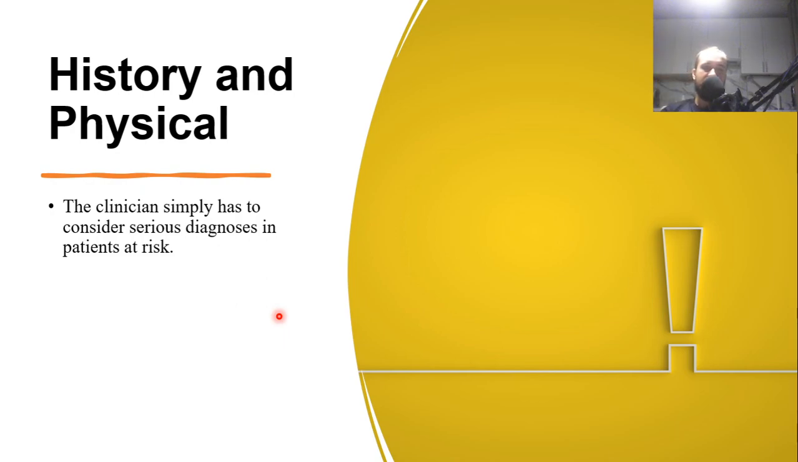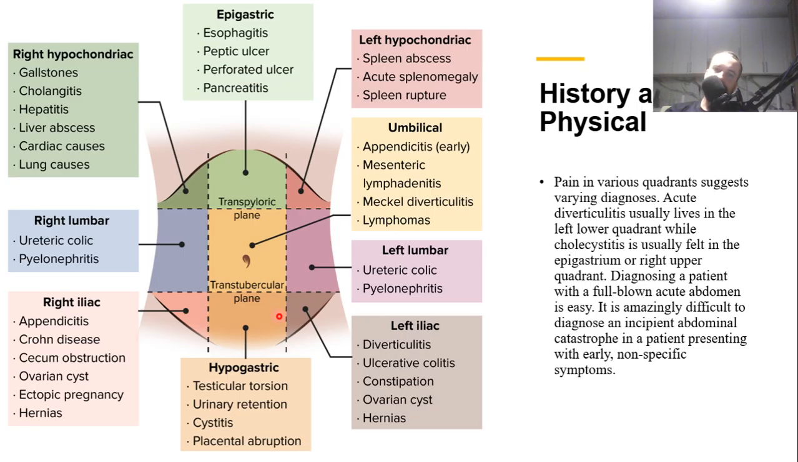The clinician simply has to consider serious diagnosis in patients at risk. Pain in various quadrants suggests varying diagnosis. Acute diverticulitis usually lies in the left lower quadrant, while cholecystitis is usually felt in the epigastrium or right upper quadrant. Diagnosing a patient with a full-blown acute abdomen is easy. It is amazingly difficult to diagnose an evolving abdominal catastrophe in a patient presenting with early non-specific symptoms.